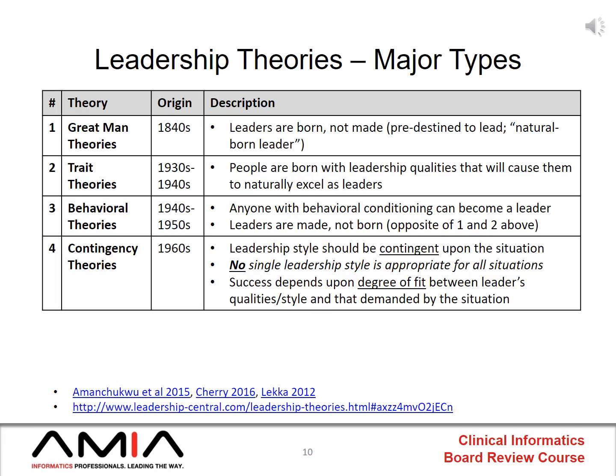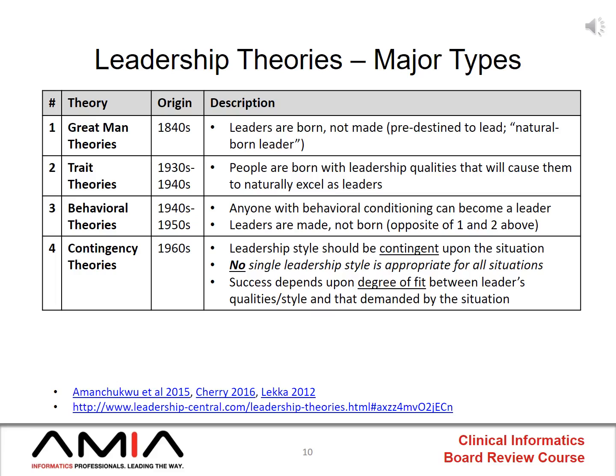The second set of leadership theories developed in the 1930s to 40s, and these are known as the trait theories. These leadership theories state that people are born with leadership qualities that will cause them to naturally excel as leaders, and it's in this category where we see the first recognition that even individuals who naturally excel in this area might benefit from additional training. Behavioral theories came about in the 1940s and 50s and progressed to state that anyone with behavioral conditioning could become a leader. In this group of theories are the first recognitions that leaders are made rather than born, and this is effectively opposite from the Great Man and trait theories above.